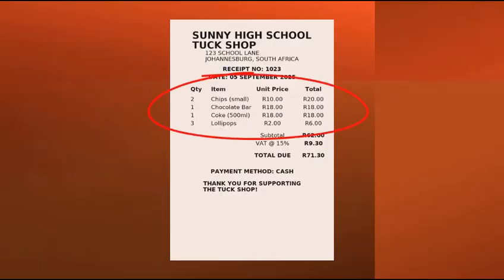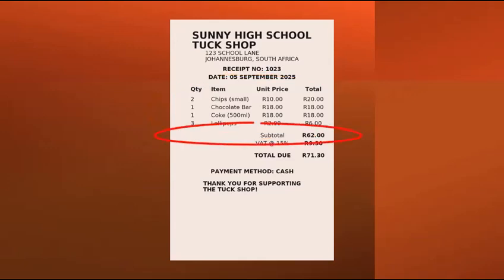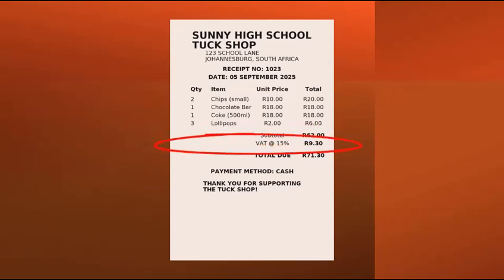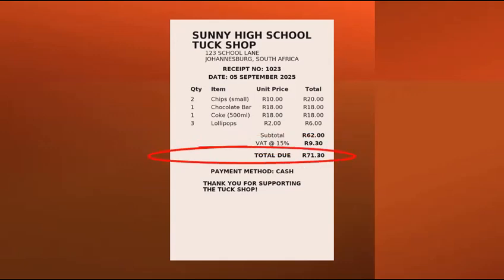On our receipt, we see line items for chips, a chocolate bar, Coke, and lollipops. Those are the items that the tuck shop sold. We see a subtotal of 62 Rand, a line item for value-added tax at 15%, 9 Rand 30, and the total due of 71 Rand and 30 cents.